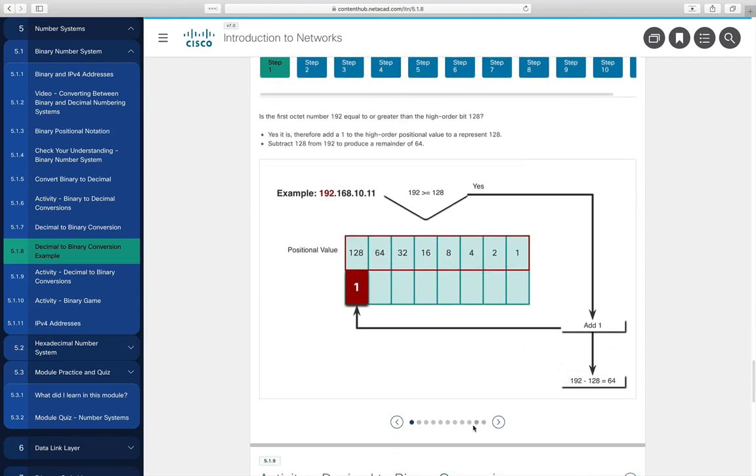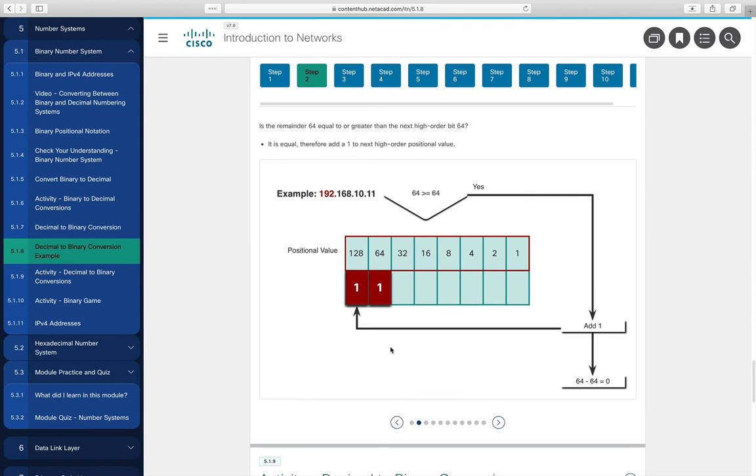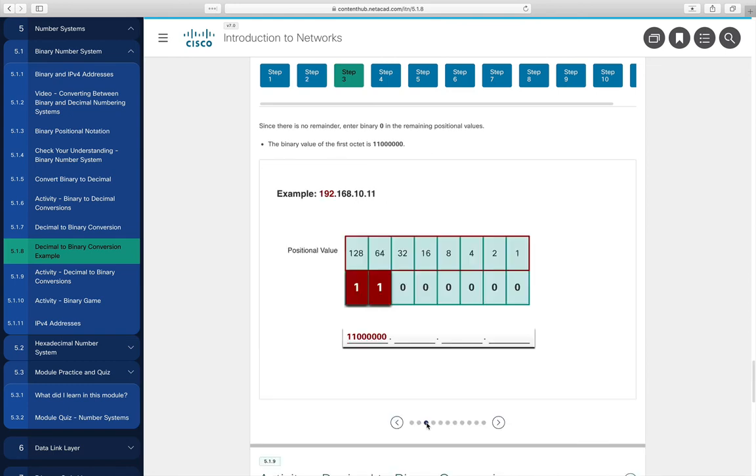So then, if I move on, here I'm saying, can I subtract 64 from 64? And the answer is yes. So I put a 1 there. I subtract the 64 that's represented by that 1 from my current number, which is 64, and then I get 0. And at this point, it should be pretty obvious that we just put zeros in the rest of the locations. But can I subtract 32? No. Can I subtract 16? No. Can I subtract 8? No. Can I subtract 4? No. Can I subtract 2? No. Can I subtract 1 from 0? No. So the first octet becomes 1 1 followed by 6 zeros.